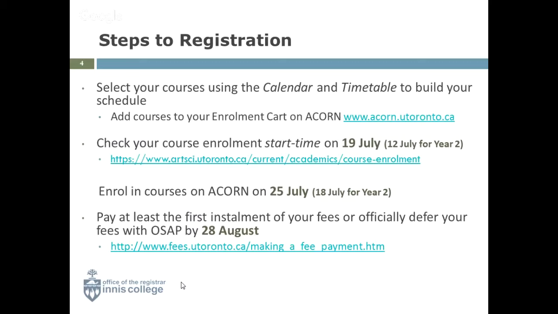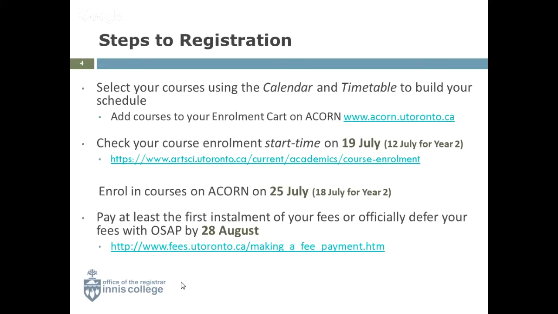Okay, so there are a few steps to registration. You select your courses starting with the calendar. You will pull out the calendar, look at the program you're interested in applying to, see if there are any first year required courses for those programs, and make sure you select those so that at the end of your first year, once you've earned at least 4 credits, you can be eligible to apply to that program.